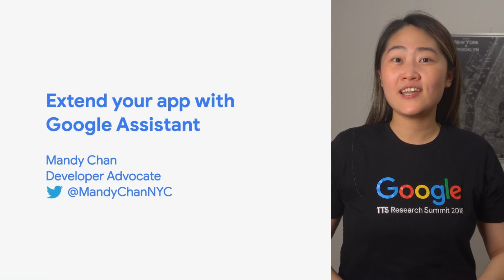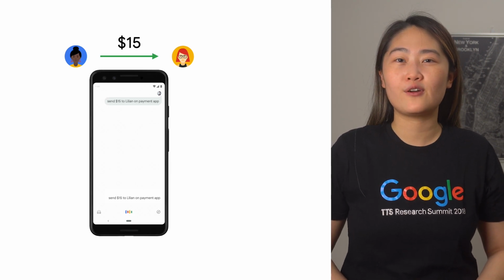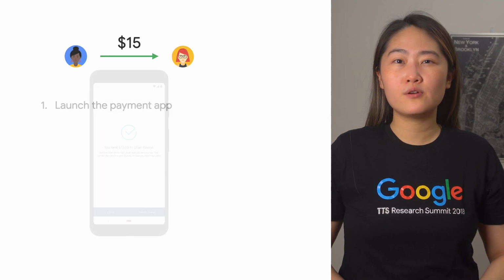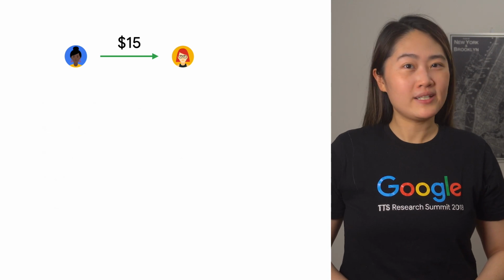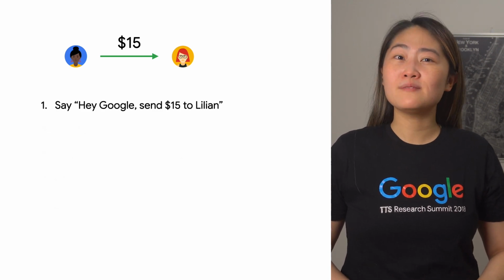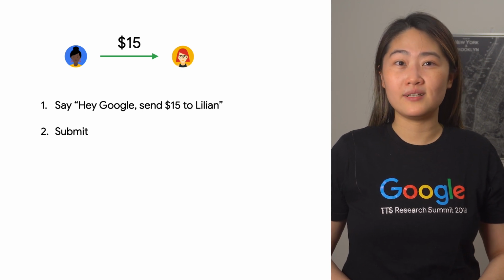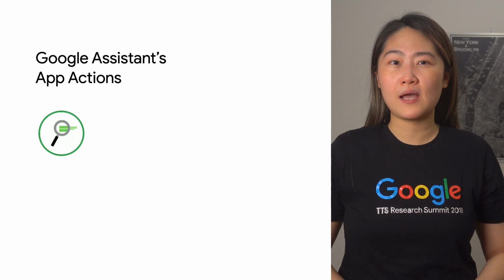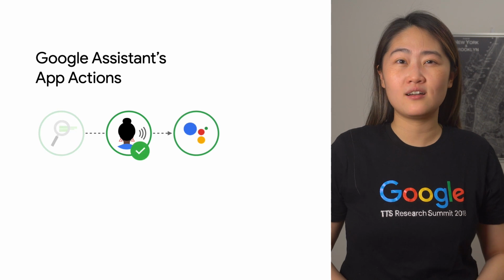Let's say you have an Android app that transfers money and a user wants to send $15 to her friend Lillian. Typically, what a user would do is click through multiple screens to get to the page where they can send the money. But wouldn't it be better if your user can just simply say, "Hey Google, send $15 to Lillian," and hit submit? You can make this happen using Google's Assistant app actions, which are shortcuts that give your users a much faster voice-enabled path into your app.